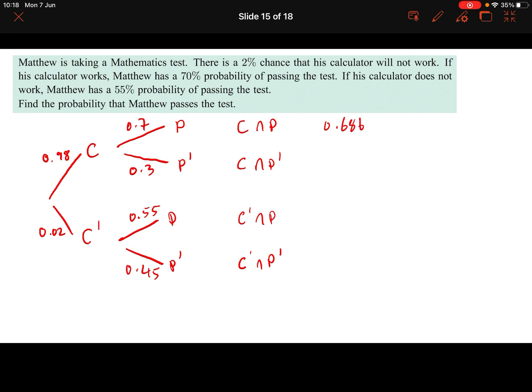And then if I change that to 3, so 0.98 times 0.3 equals 0.294. Okay, and 0.02 times 0.55 equals 0.011. And 0.02 times 0.45 equals 0.009. Again, you can check they all add up to 1, which they do.